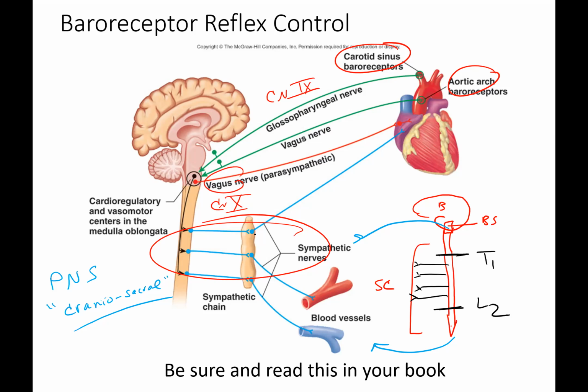Those also innervate the sinus area. So neurologically, these are the feedback mechanisms that are constantly helping you with these pressure changes. The parasympathetic part, craniosacral, and the sympathetic part, T1 to L2.